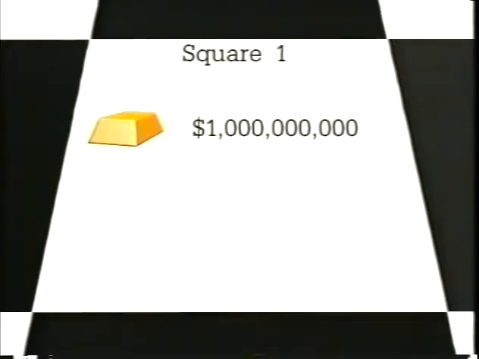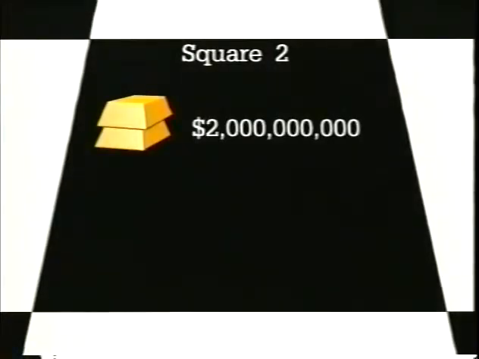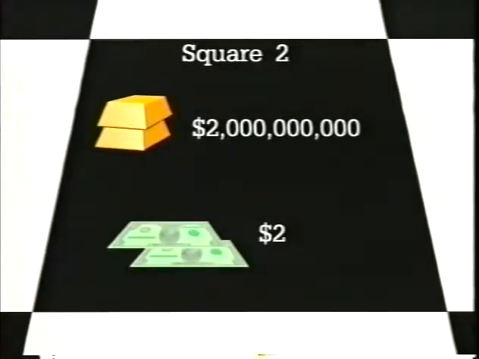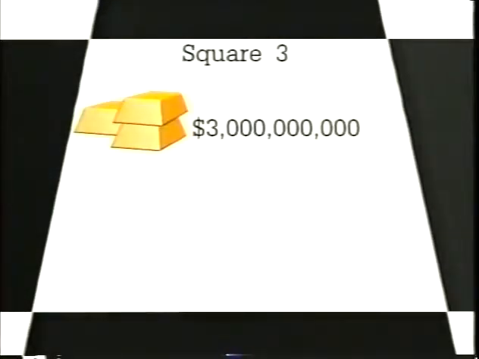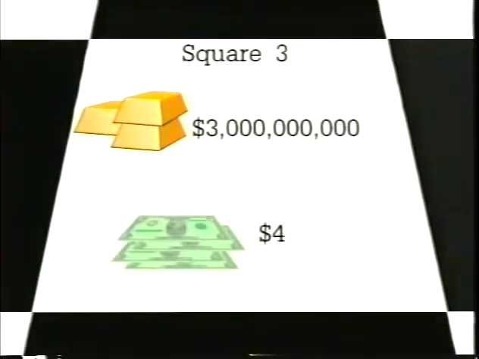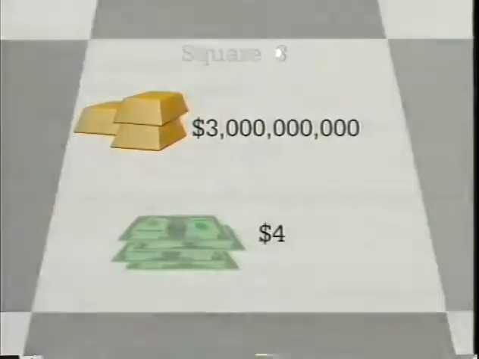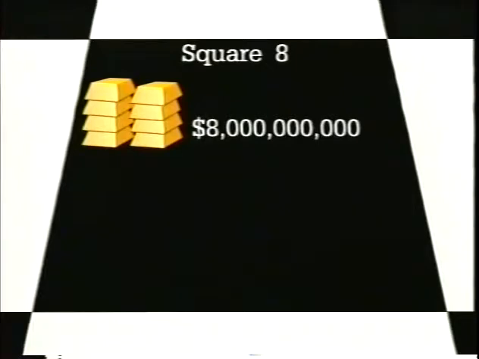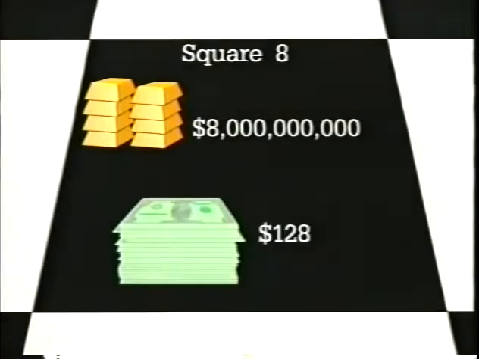For the linear pattern, we start with $1 billion on the first square. For the exponential pattern, just $1. On the second square, we add $1 billion for the linear model and multiply the dollar by 2 for the exponential model. On the third square, add another billion and multiply by 2 again for the exponential. On the 8th square, we've piled up a fortune for the linear model: $8 billion, compared to a measly $128 for the exponential. But the slow start is again deceptive.